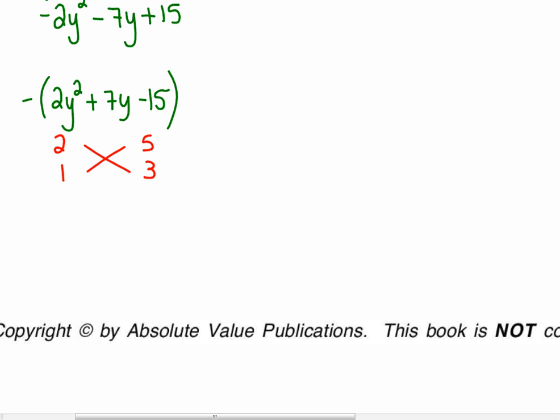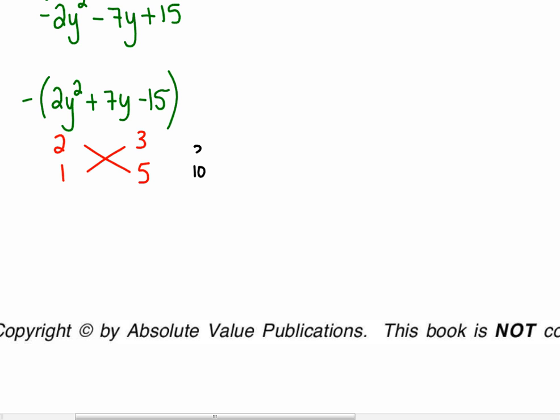Did I get lucky? No. 6 and 5, you can't make 7 out of 6 and 5. Doesn't matter who you make negative. So then I'll try switching them. 3 and 5, will that work? Yes, because that gives me 10.